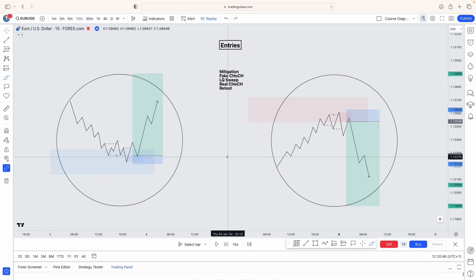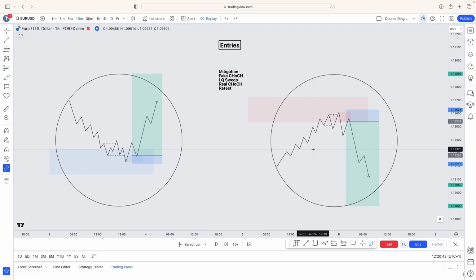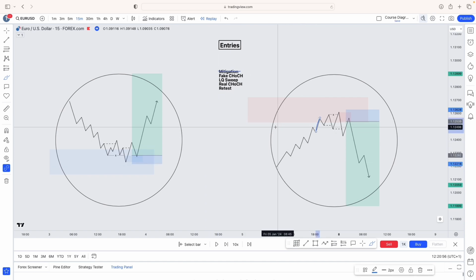So that's the buy example. Now we'll just go through the sell example on the line graph. So what do we have first then? Well, we have a mitigation, right? Because price comes in, and as soon as price comes into this supply zone that we've marked on in our pre-session analysis, we have that mitigation of M15 supply.